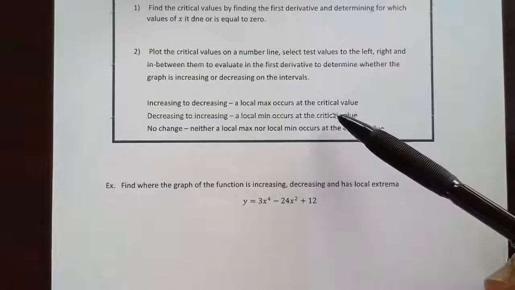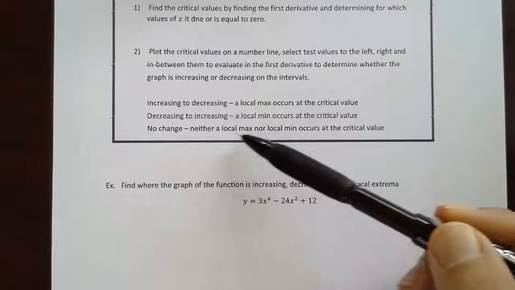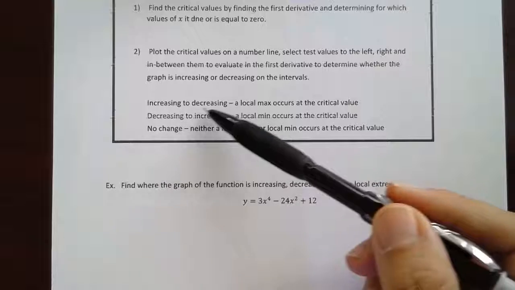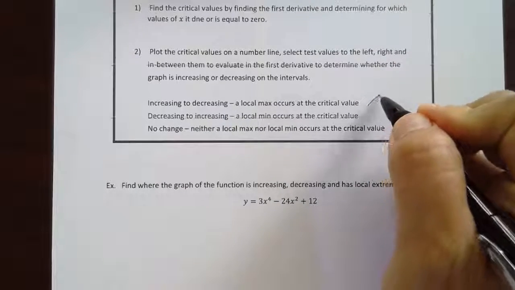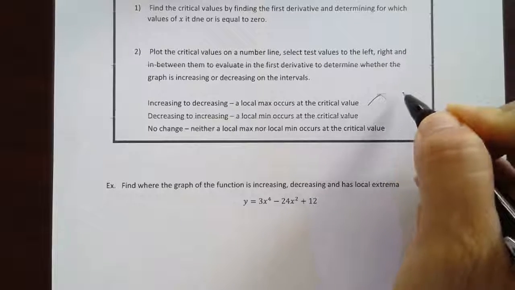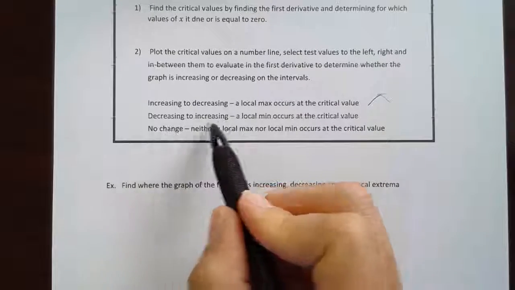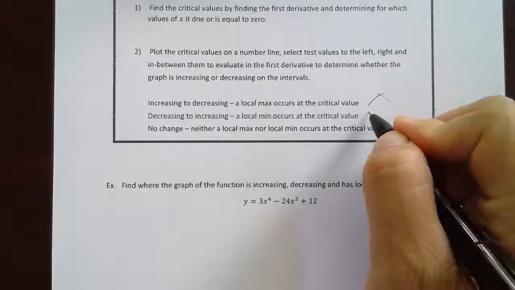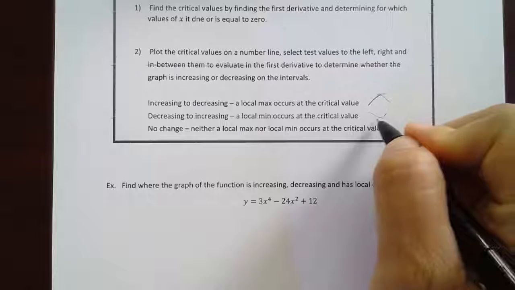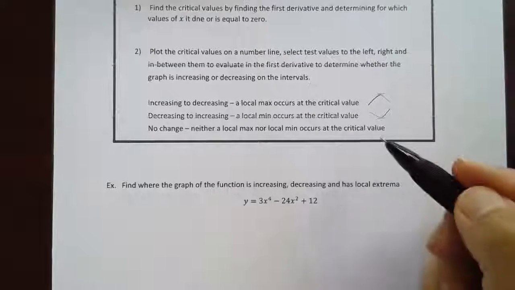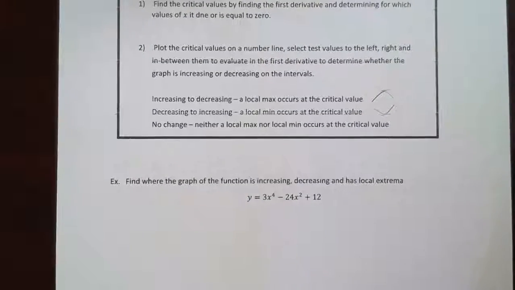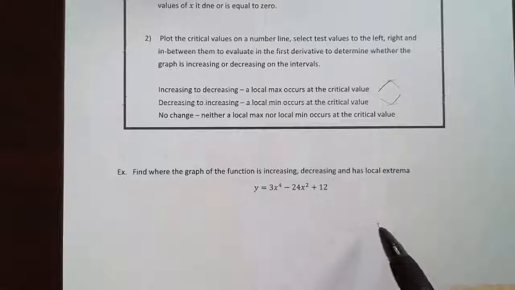Now, if you change from positive to negative, from increasing to decreasing, you've got a local max going on. If you change from decreasing to increasing, so you were decreasing, then you were increasing, you have a local min going on. If you don't change, then it was a critical value that didn't produce a local max or a local min. So let's try this example.